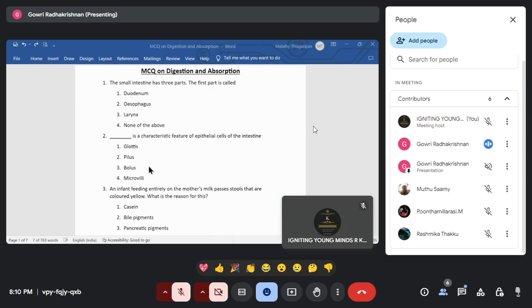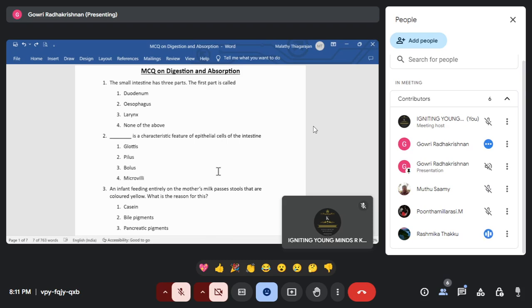Okay. So the first question, the small intestine has three parts. First part, can you tell me which one is? Can you at least name them? You don't have to tell which is the first part or the second part. Can you tell me what the three parts of the small intestine are? The small intestine is very long, you all know that, isn't it? It's very long and it has three parts. They have names before it goes into the large intestine.